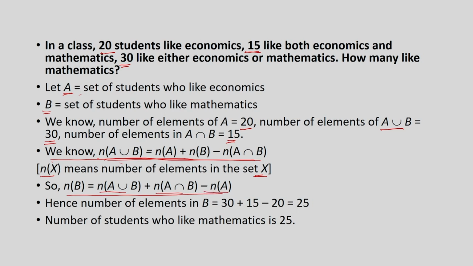That will solve our problem if we use this relation, because we know A intersection B is 30 students who like either economics or mathematics, plus 15 students who like both economics and mathematics, minus 20 students who like economics. So, 30 plus 15 minus 20 gives me 25. So, that is the answer. The number of students who like mathematics is 25.